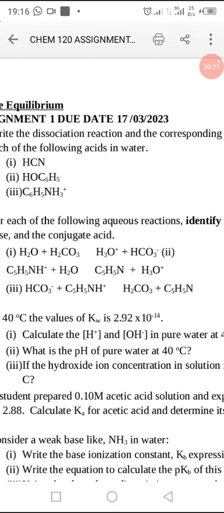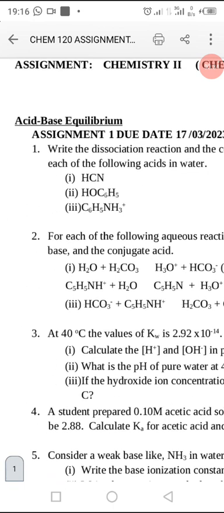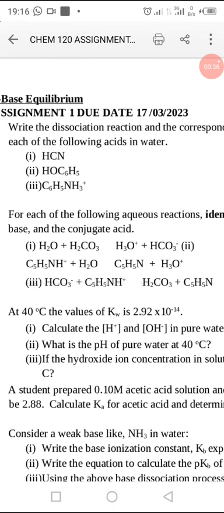So we are trying to identify acids, bases, conjugate acids, and conjugate bases. For this question, I'm on question number 2: water reacts with hydrochloric acid to produce hydronium and also hydrogen carbonate.